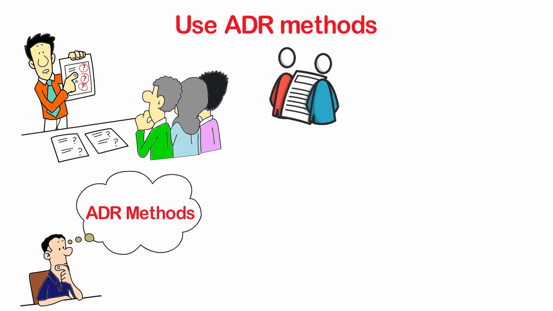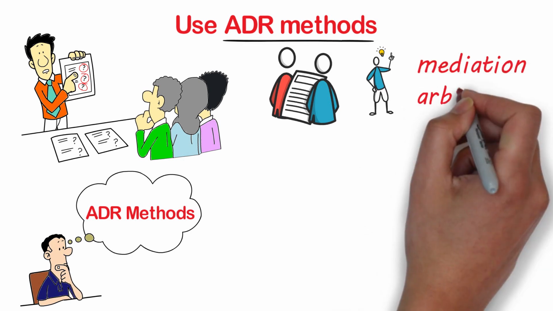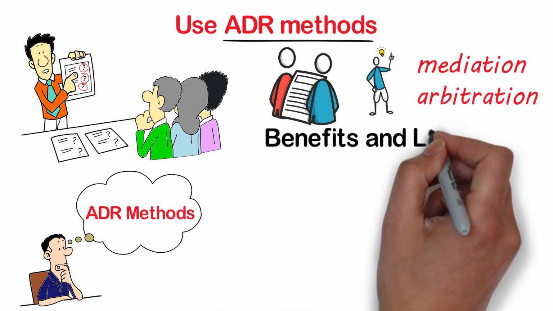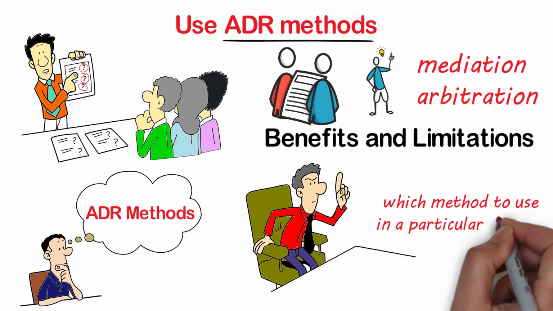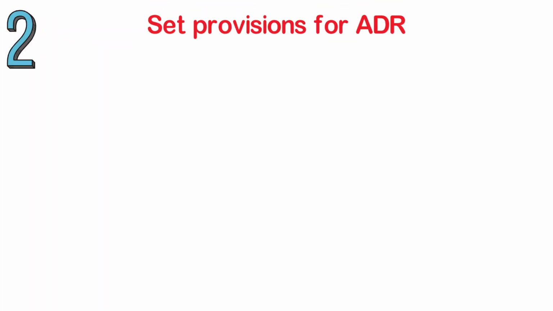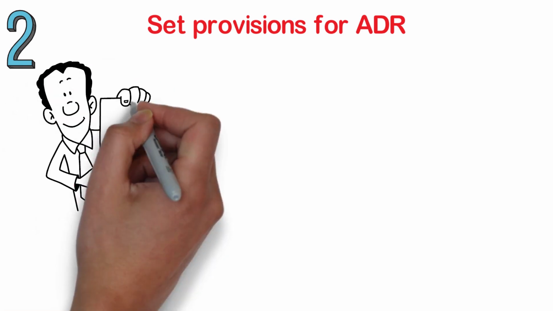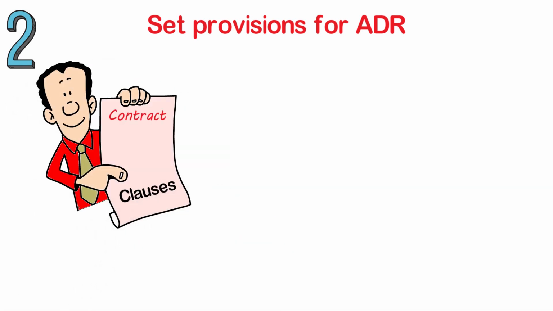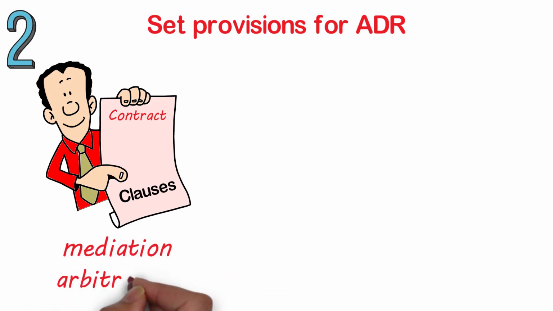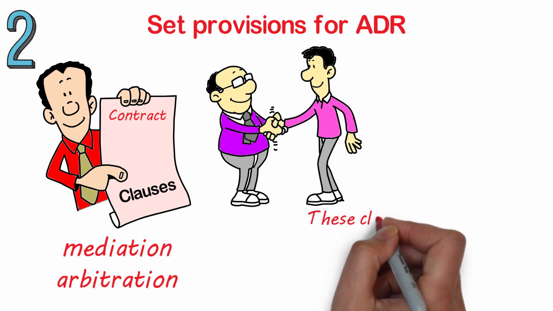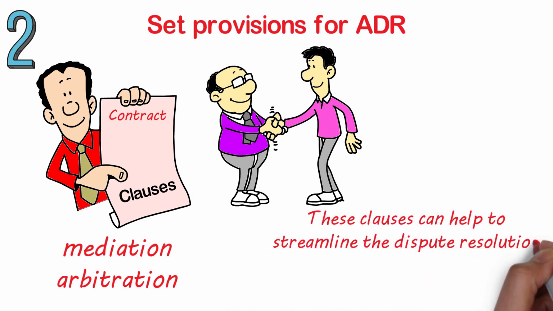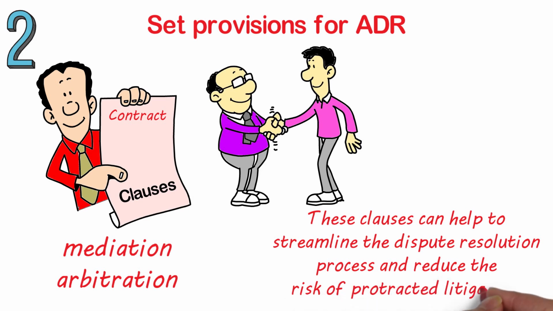Parties to a contract should have a basic understanding of the various ADR methods available, including mediation and arbitration, as well as their benefits and limitations. This can help them decide on which method to use in a particular dispute. The second issue is contractual provisions for ADR. Parties can include clauses in their contracts that require them to use ADR methods, such as mediation or arbitration, to resolve any disputes that may arise. These clauses can help to streamline the dispute resolution process and reduce the risk of protracted litigation.